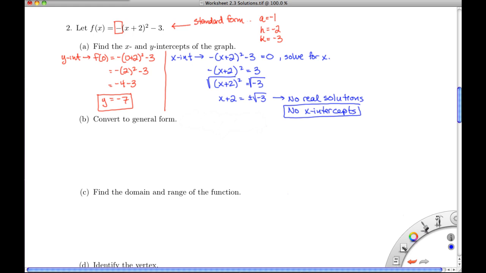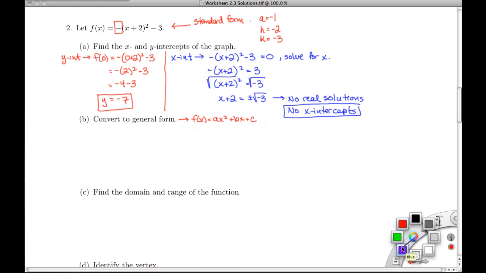Okay, so for part B, we're asked to convert what we have, a function in standard form, into general form. And as a reminder, general form is going to look like this: f of x is equal to ax squared plus bx plus c. Essentially all we need to do is multiply out the standard form, collect like terms, and get it into general form. So let's just go ahead and do that.